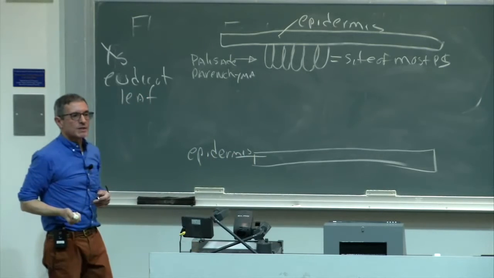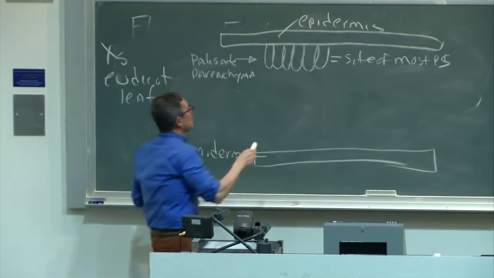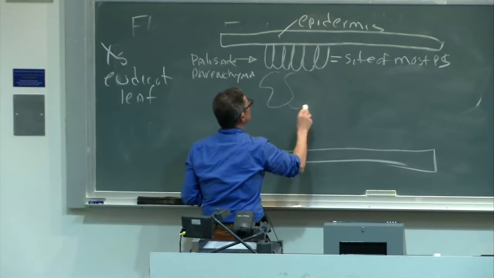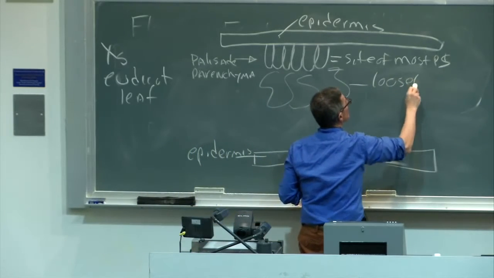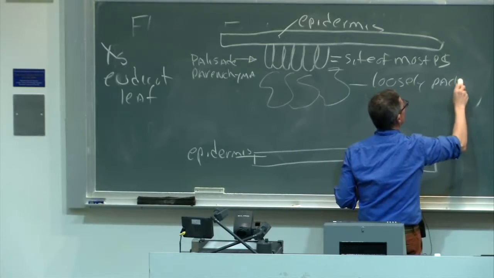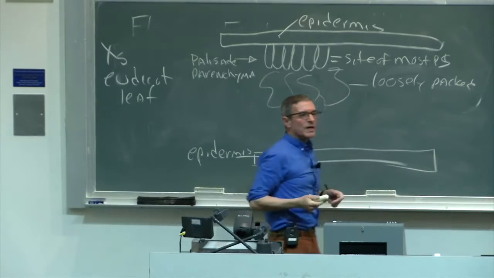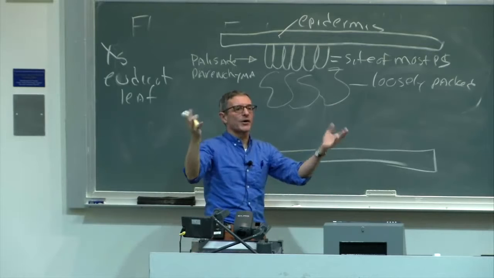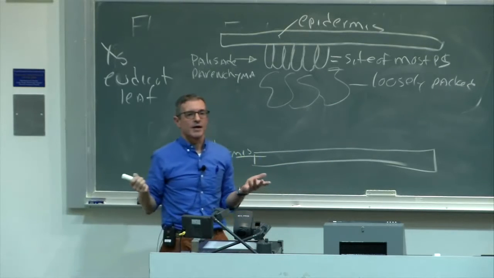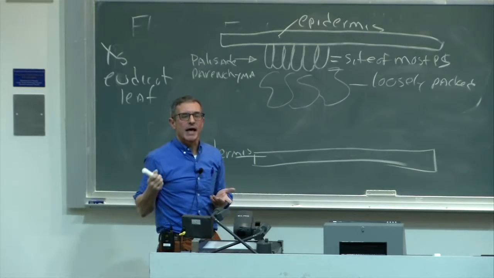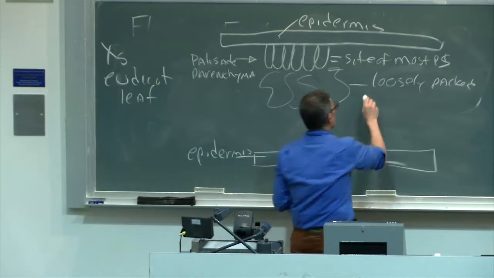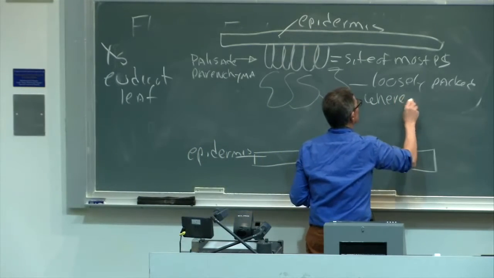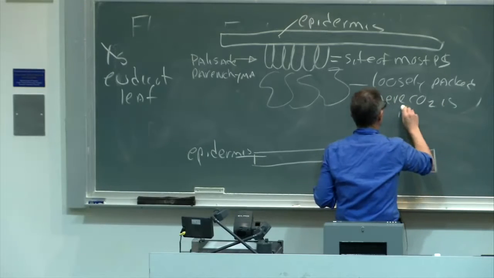Directly below these cells is a large region of cells which look like they're very loosely packed. These cells have lots of wall area, lots of surface area, and that's why they're loosely packed. And this wall or surface area is important because this is where CO2 is absorbed.